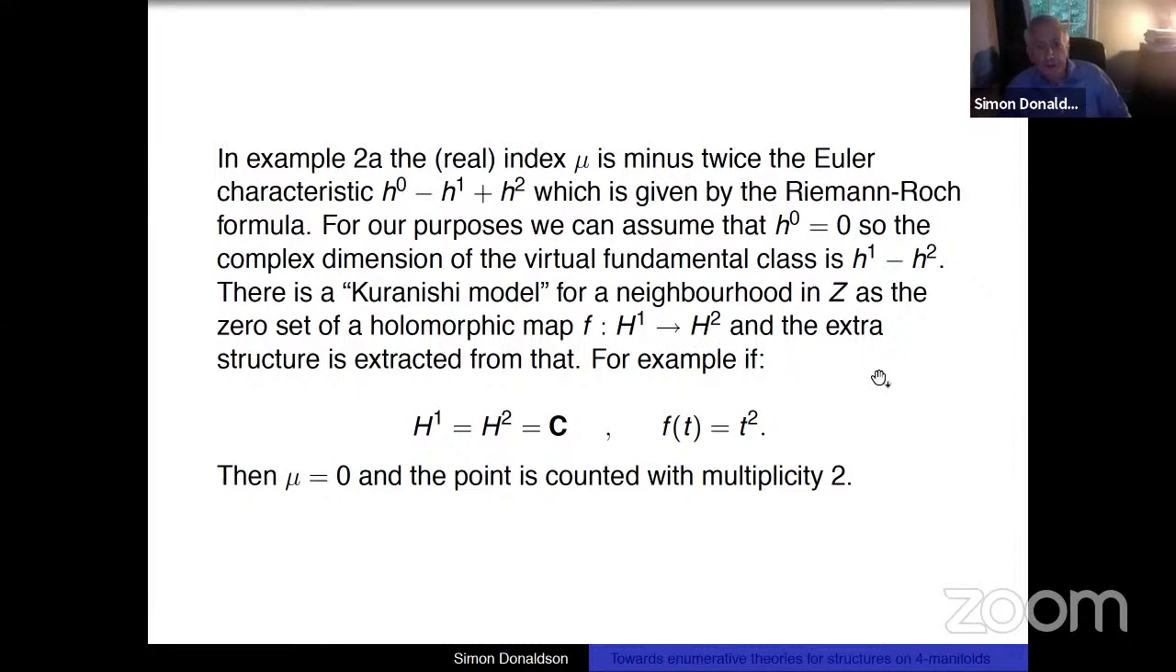One very simple, familiar kind of example would be supposing H1 and H2 were both one-dimensional, the complex numbers. That means the index is 0. And supposing our Kuranishi map was f of t equals t squared, then what that's saying is that the zero set is just the origin. So we just have an isolated point in our moduli space, but we ought to count that with multiplicity 2. This is very familiar from the way you count roots of equations in many other situations.